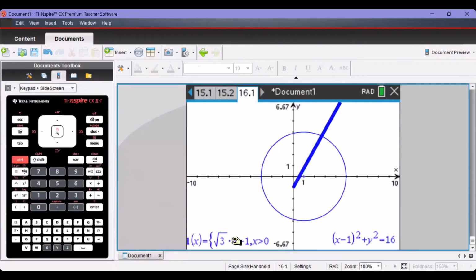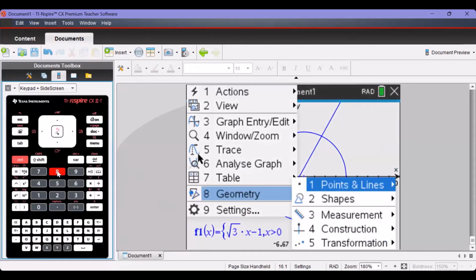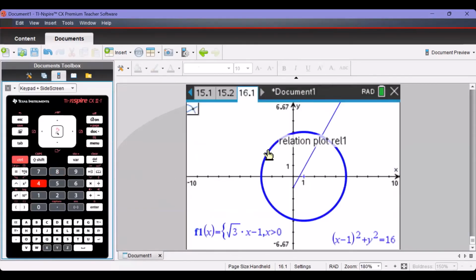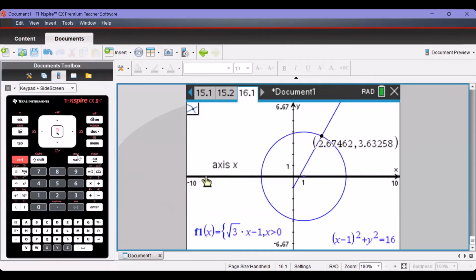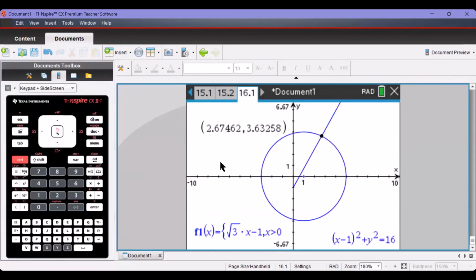Okay, so what we see there is we've got a point of intersection in the first quadrant, so we need to find the coordinates of that. So what we do is press menu, 8 for geometry, 1 or enter for points and lines, 4 for intersection points, and then click on the first graph, click on the second graph, press escape, and so that's our point of intersection. And so the complex number where S and T intersect, correct to 2 decimal places, is 2.67 plus 3.63i.